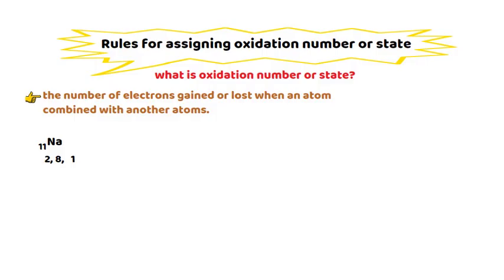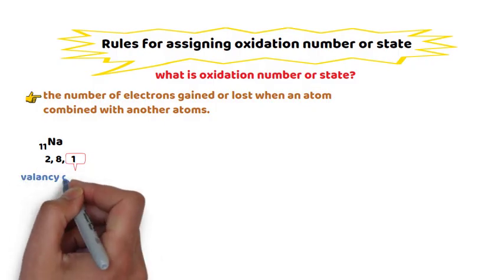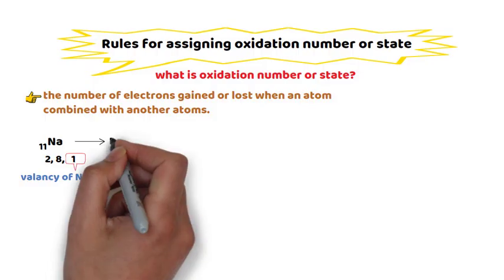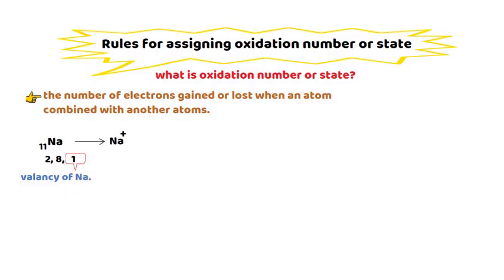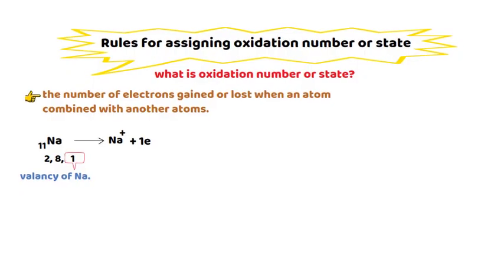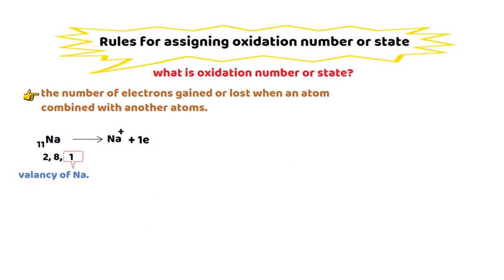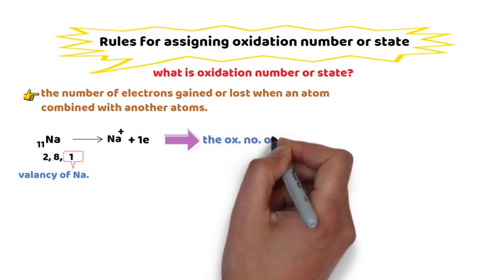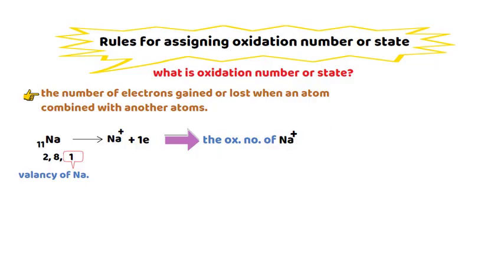Sodium atom has atomic number 11 and its electron configuration is shell 2, 8, 1. 1 is the valence electron of the sodium atom, which is found in the outermost shell. The valence of sodium is also 1. That means the sodium atom loses 1 electron to have 8 electrons in its outermost shell. Therefore, sodium loses 1 electron and forms sodium ion. This sodium ion has 8 electrons in its outermost shell, and the oxidation number of sodium ion is +1.